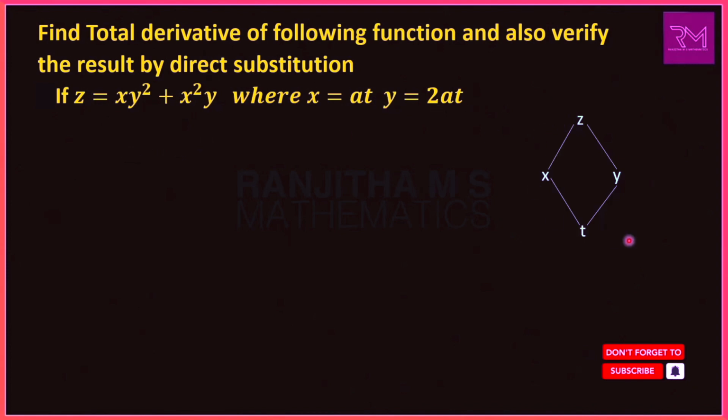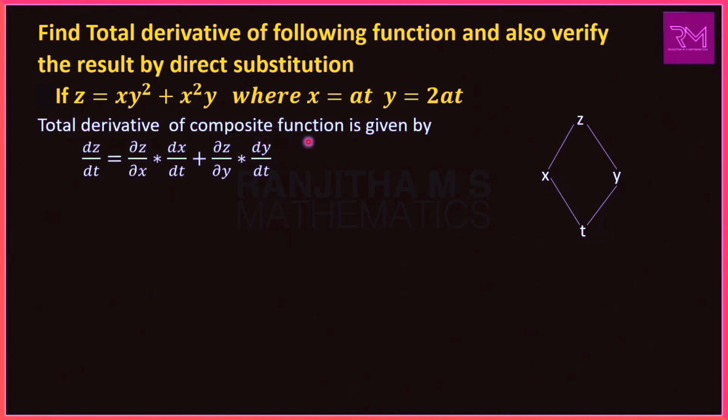First, construct the picture. The function z depends on two variables x and y, and the x and y variables depend on a single variable t. In this case, the total derivative of a composite function is given by dz by dt, which is equal to del z by del x into dx by dt plus del z by del y into dy by dt. This is the formula to find the total derivative of a composite function.